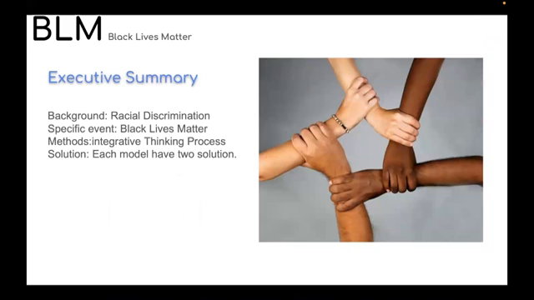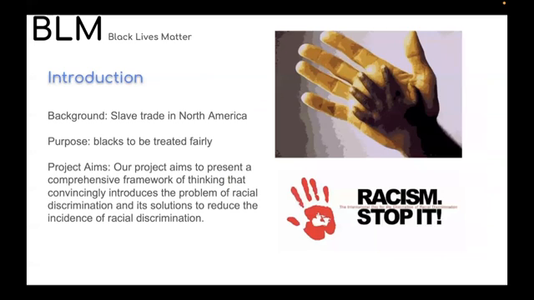We will talk about racial discrimination and use the specific event Black Lives Matter. We will use the integrative thinking process as the method, and for each model we have two solutions. For our presentation, the background is the slave trade in North America, and the purpose is for Black people to be treated fairly. Our project aim is to introduce the problem of racial discrimination and try to reduce incidents of racial discrimination.